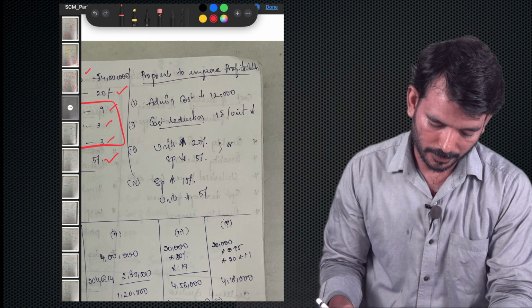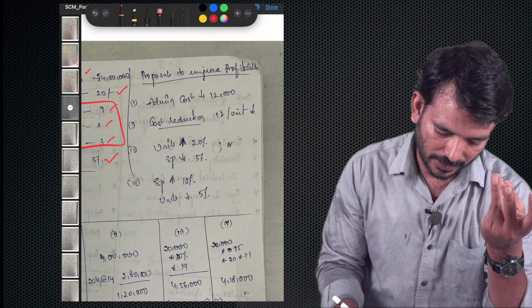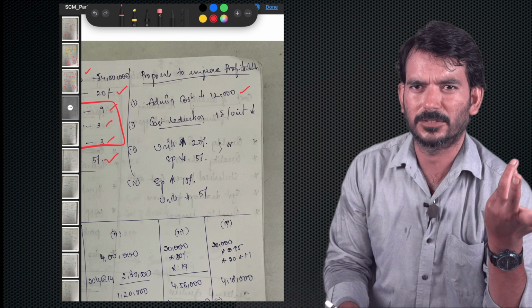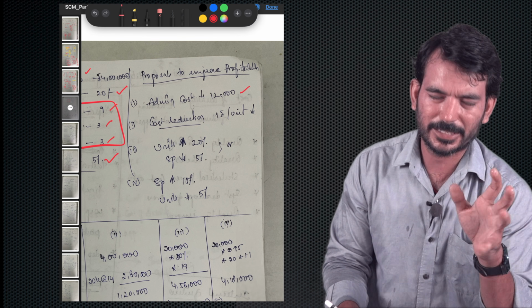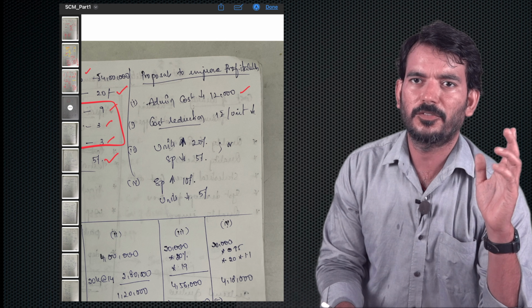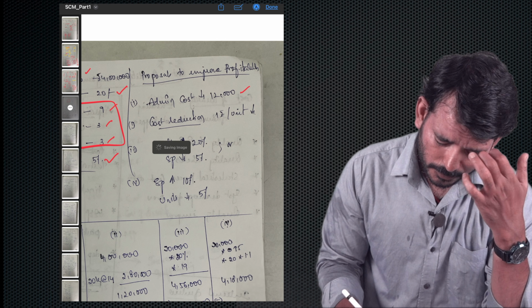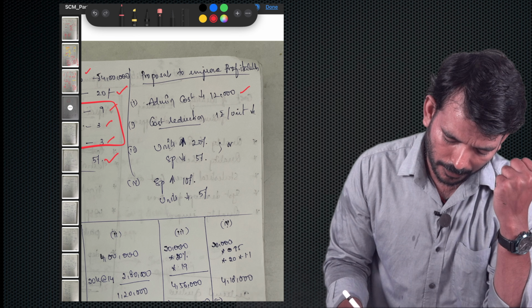They want to increase the profitability. So there are 4 proposals. One is administration cost. They want to reduce by 12,000. This 12,000 administration cost, you just reduce that. So whatever the profit that you get minus 12,000, that will be your answer for proposal number 1. Next, proposal number 2, cost reduction 1 rupee per unit.